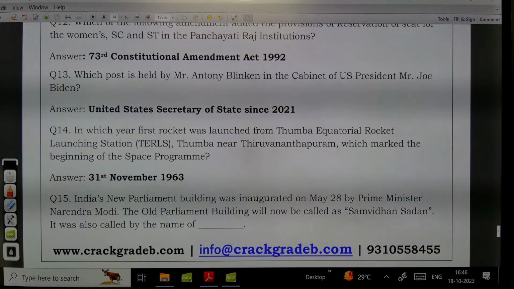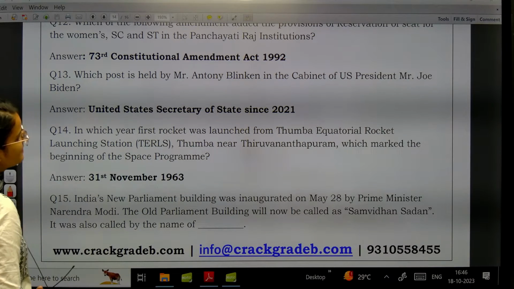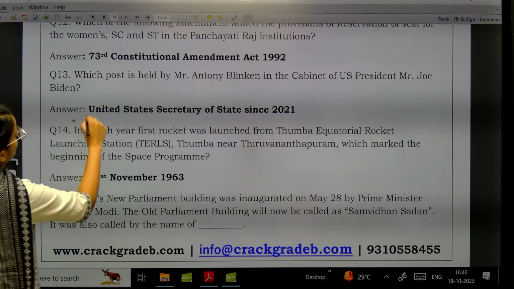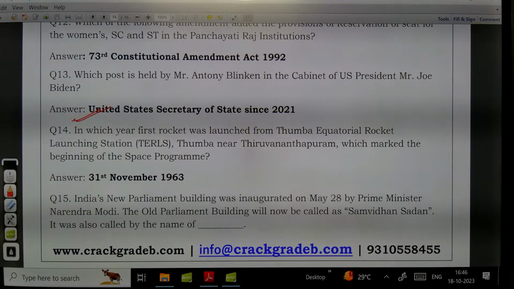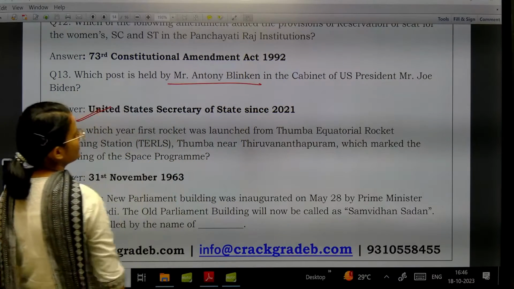Which post is held by Mr. Antony Blinken in the cabinet of US President Mr. Joe Biden? It is United States Secretary of State since 2021. Okay. Mr. Antony Blinken.